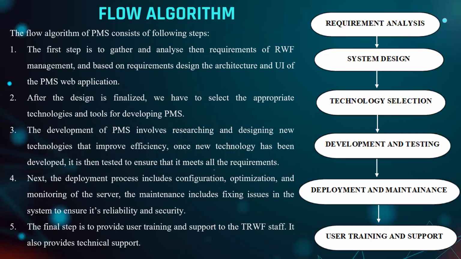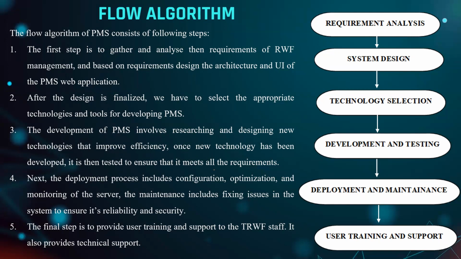Next, we have the flow algorithm. It consists of requirement analysis, system design, technology selection, development and testing, development and maintenance, user training and support. The first step is to gather and analyze the requirements of RWF management and, based on the requirements, design the architecture and UI of the PMS web application.